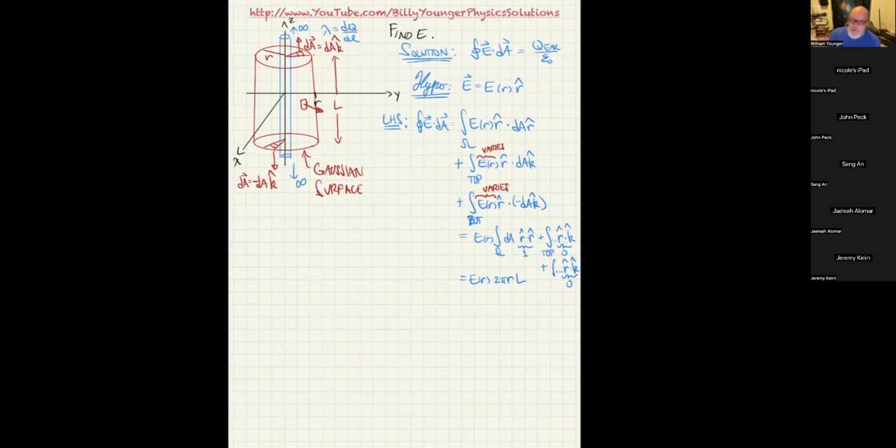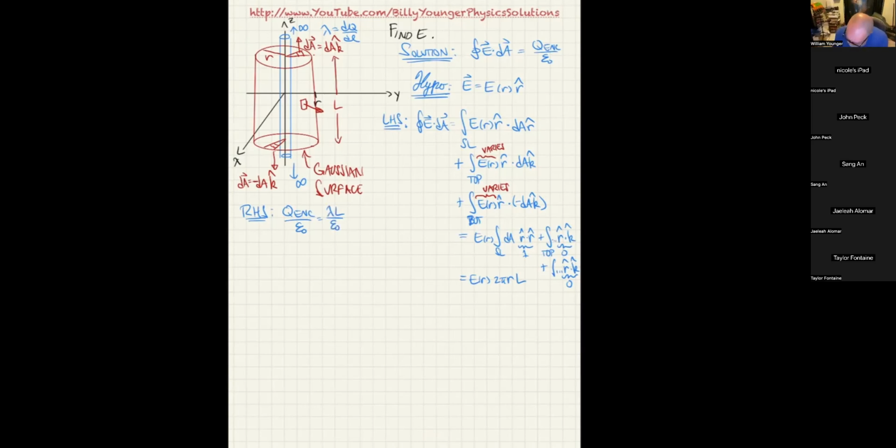So write that down somewhere. You need that as understanding. Now, the right-hand side is the part that could be problematic. In this case, it's not bad, but the right-hand side is going to be Q enclosed over epsilon naught. Well, you know that the charge per unit length is lambda, and you know that the length is L. So can anybody tell me what charge is enclosed? The charge per unit length is lambda, and the length is L. So what charge should be enclosed? Lambda times L. Exactly. So you just write lambda L, and you put that over epsilon naught, and you're done.